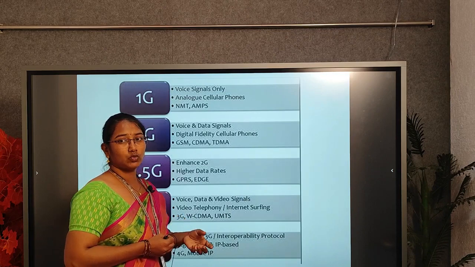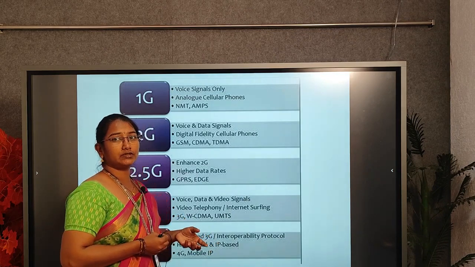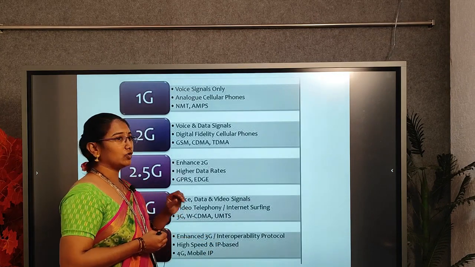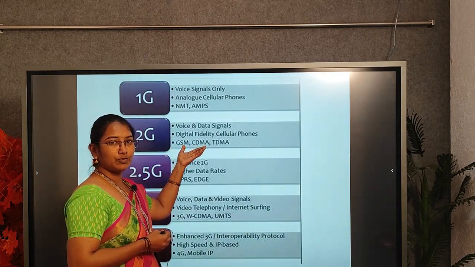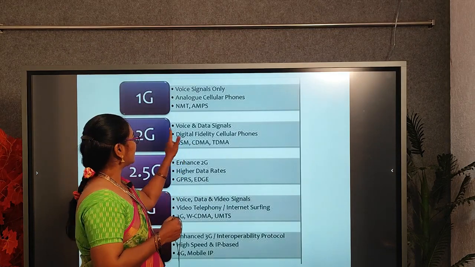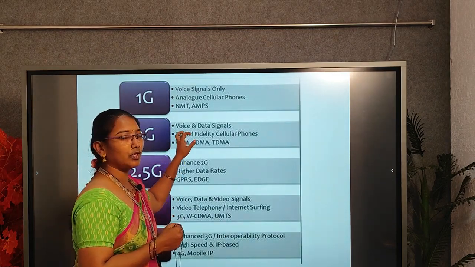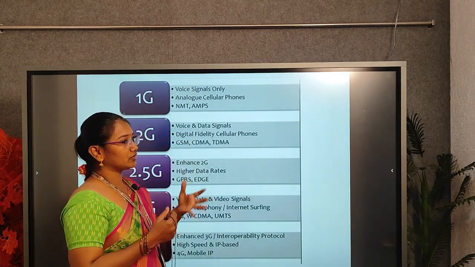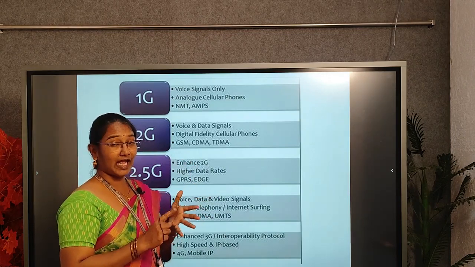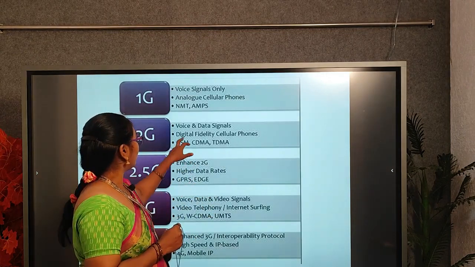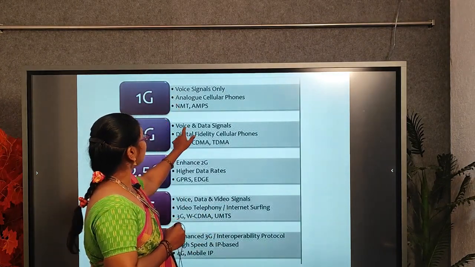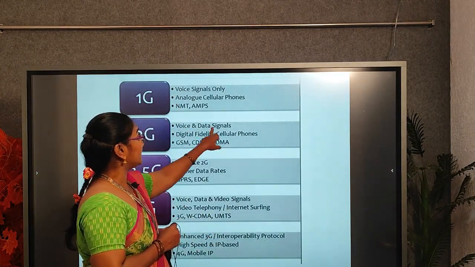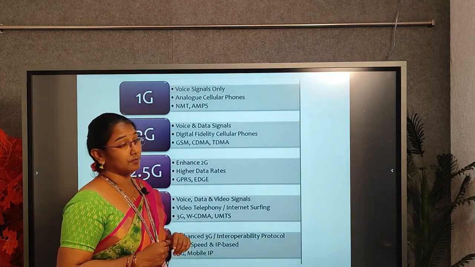I think 15 years back, right? 2G phones came to your hand, right? So 2G phones, all you know about this 2G because of the touch phone, right? Android type of phones we used. Voice and data signals. Here in the first G and 2G, when we compared, data signals are available.